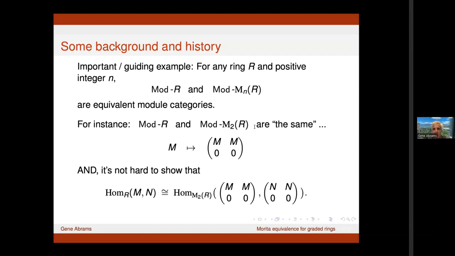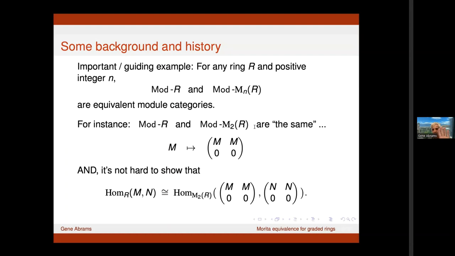And what's most important here is not only can you identify an object in mod R with an object in the 2x2 matrix ring over R, but the point is, when you do this identification of objects, for instance here in this example of 2x2 matrices over R, that the appropriate morphisms match up correctly: the morphisms from a module M to a module N over R are the same as what you get if you look at the morphisms viewed as modules over the 2x2 matrix ring of the appropriate image.